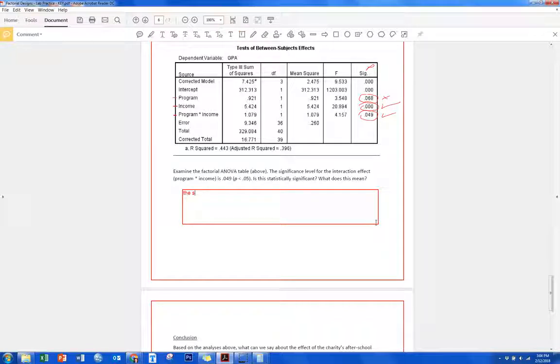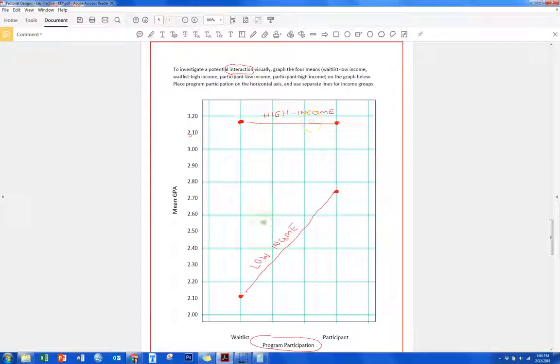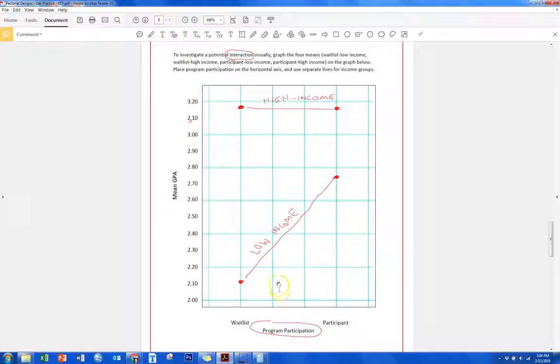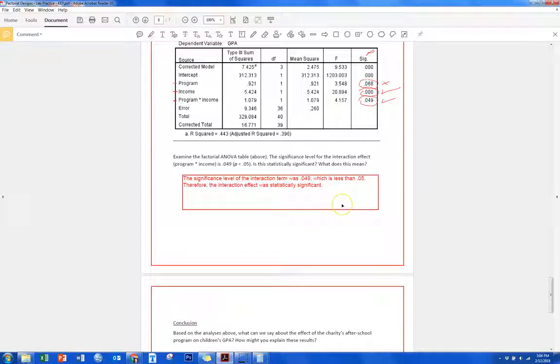So the significance level of the interaction term would be another way of describing this line in the output here, or this variable. So the significance level of the interaction term was 0.049, which is less than 0.05. Therefore, the interaction effect was statistically significant. What does this mean? Well, we've taken a look at the graph here. Clearly, what's going on is the program works well for the low-income kids, has no benefit for the high-income kids.